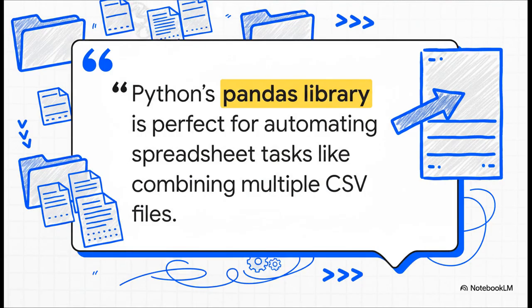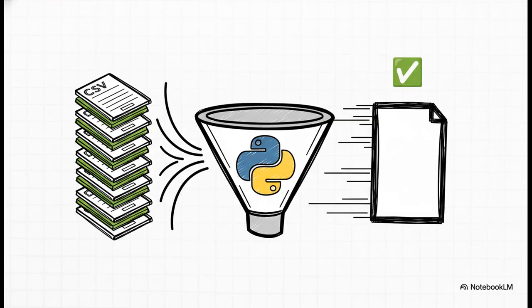But with Python, we can bring out the big guns, a super powerful library called pandas. This script tells the computer to find every single CSV file in that folder, read them all, and then just stack them right on top of each other into one big combined file. And boom, the payoff here is huge. A task that's not only boring, but also super easy to mess up by hand, is now done perfectly in seconds. This is an absolute game changer if you work with any kind of data.